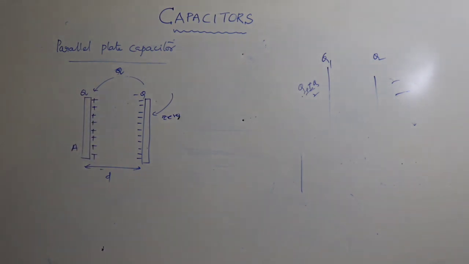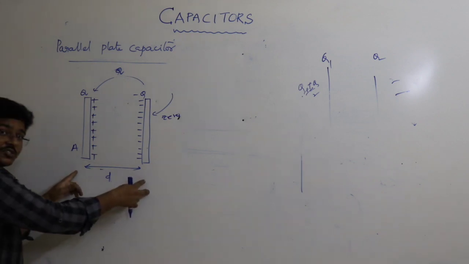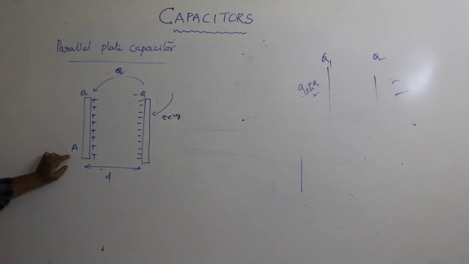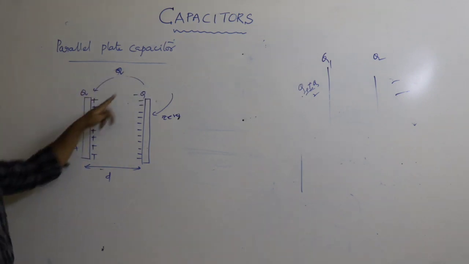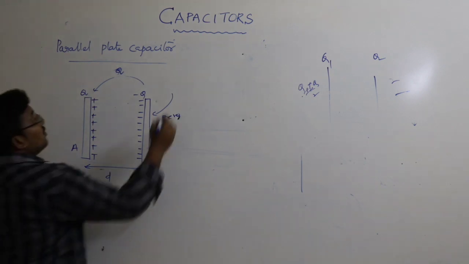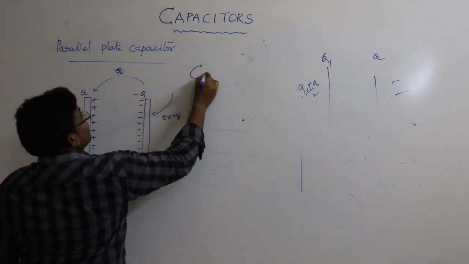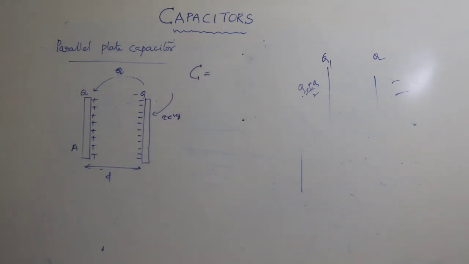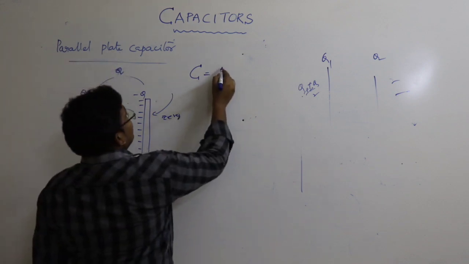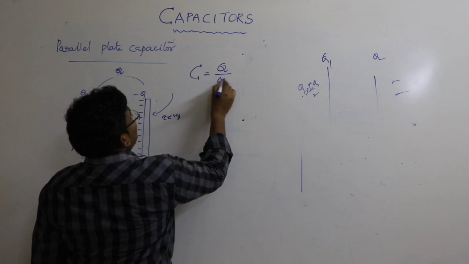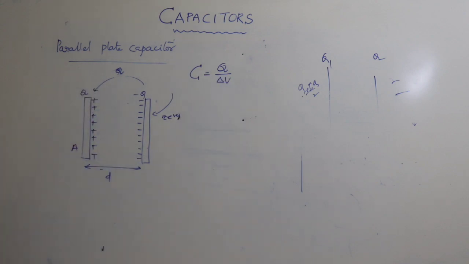In the parallel plate capacitor, we have taken two conducting plates, the distance of separation is d, and the area of the plates is A. One plate is given a charge q, so the first plate is q and the second plate is minus q. Now how to find the capacitance of the parallel plate capacitor? What is the method we have? C is equal to the charge divided by the potential difference between the plates, C is equal to q by V.